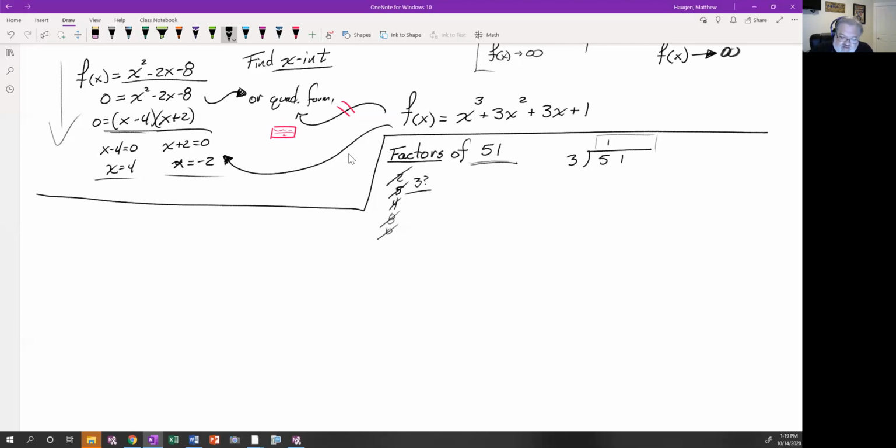So 3 goes into 5 once. Remainder of 2, bring down the 1. 3 goes into 21 7 times. 3 times 7 is 21. Subtract those, we get the 0. No remainder. Great. 3 times 17 is 51. So what are the factors of 51? 17 is nice and prime. 3 and 17 are. So the process of factoring things should involve this idea of division. Fair?